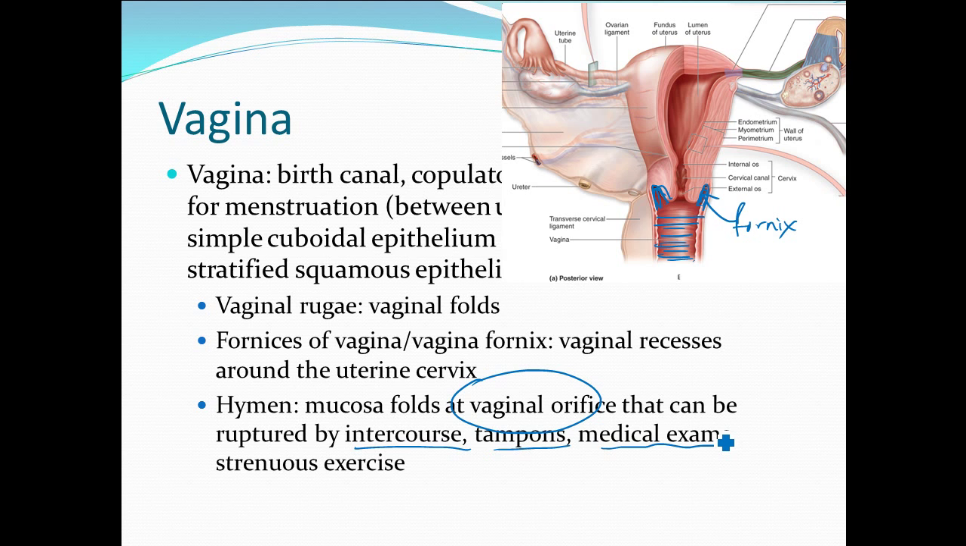So it could be ruptured by these other processes, strenuous exercises, using tampons, and so forth. So it's not a clear-cut determination of whether a person is a virgin or not. It's not able to be regrown.